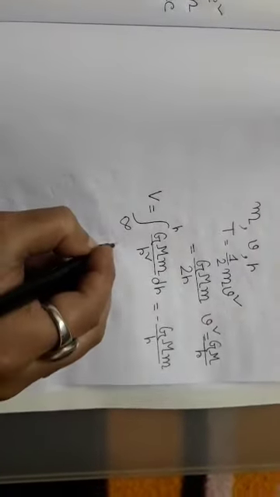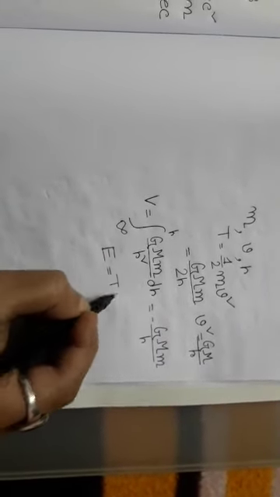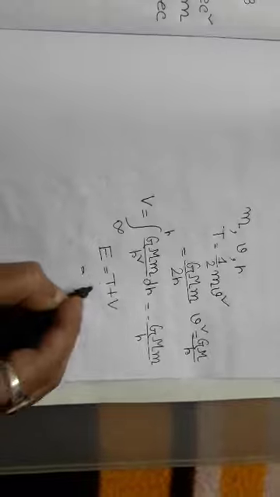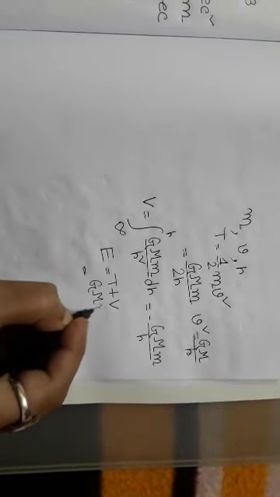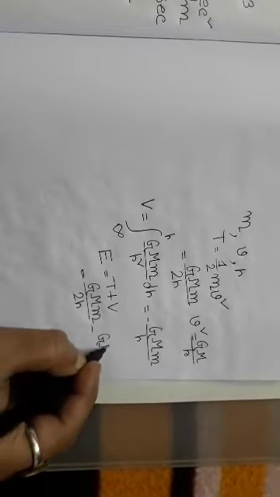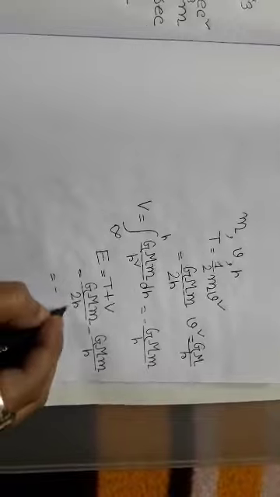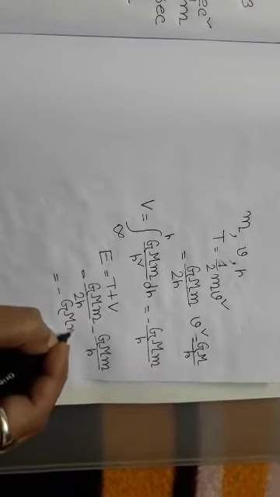Now what would be the total energy? My total energy would be E, this is equals to T plus V. So that is simply G M m by 2r minus G M m by r. So we get minus G M m by 2r. Okay, so we see that the total energy of the satellite is negative. And the negative sign has a significant value.